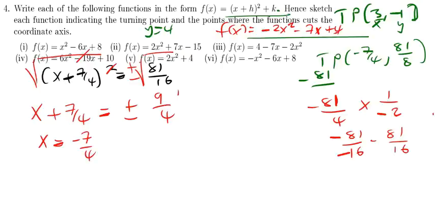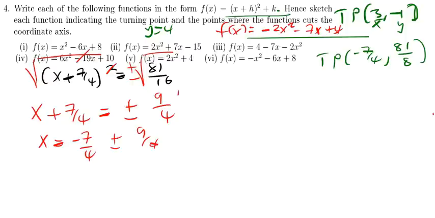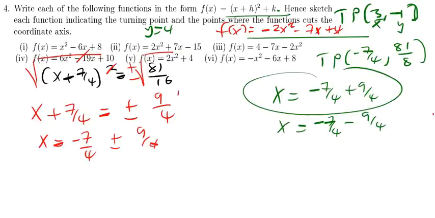I've shifted this to the other side. It's negative 7 over 4 plus or minus 9 over 4. This means that x is equal to negative 7 over 4 plus 9 over 4, and x should be equal to negative 7 over 4 minus 9 over 4. So the first one here, if the denominator is the same, you add the numerator. Therefore, x is equal to 2 divided by 4, which is half.